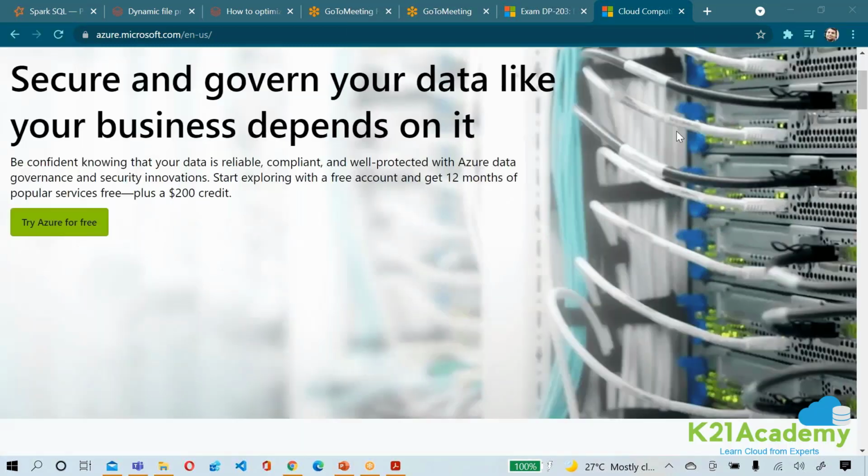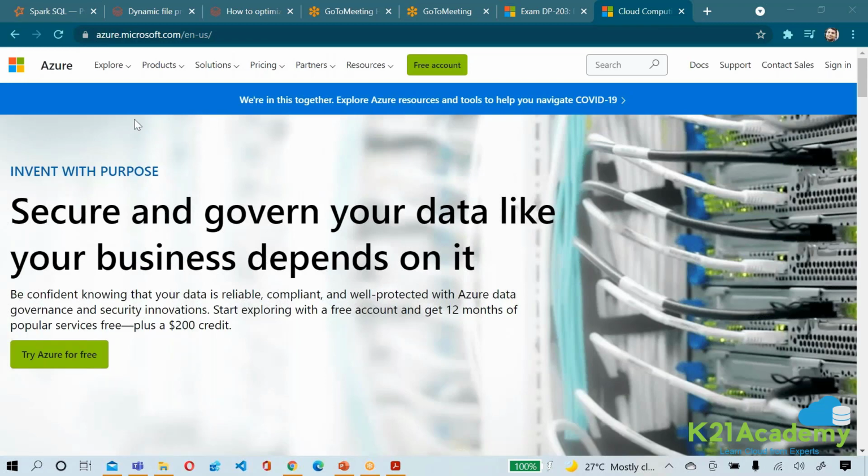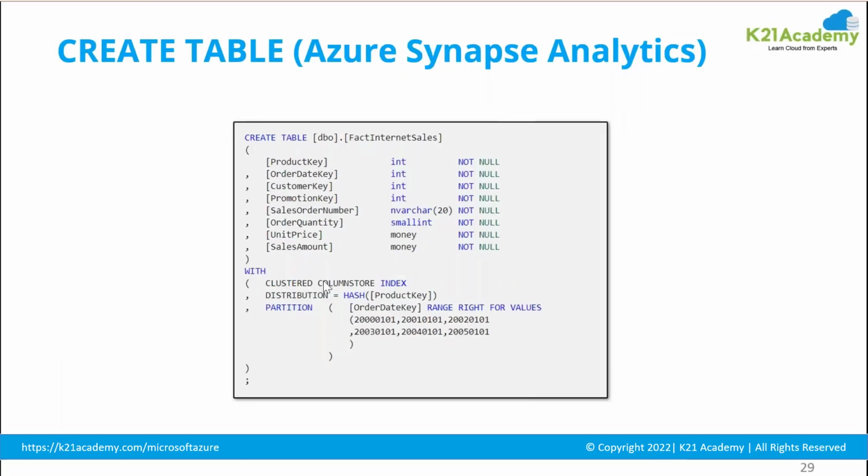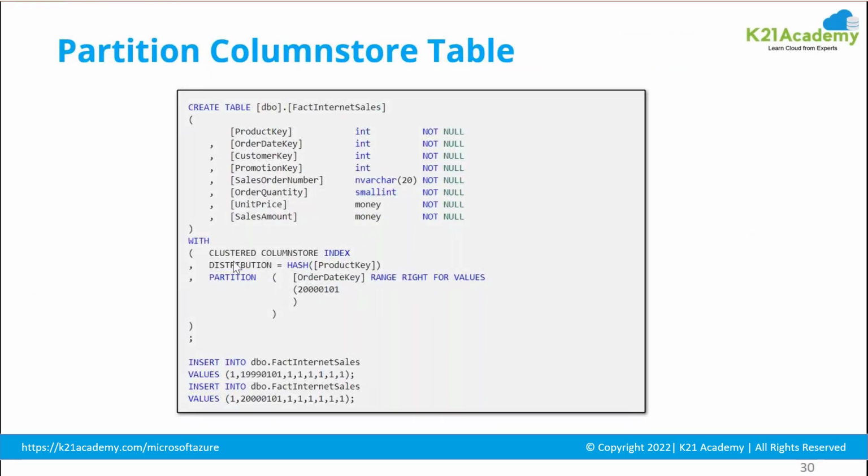Every service will only come in a region where there is money. If there is no money, it will not come. Let us see that. So create table, obviously, partition the column store. Remember about the partitions, range right for value, generally for time. Distribution, you have already seen hash, replicated, and round robin. The types of indexes you have already studied: clustered column store index, clustered index, non-clustered indexes, and so on.